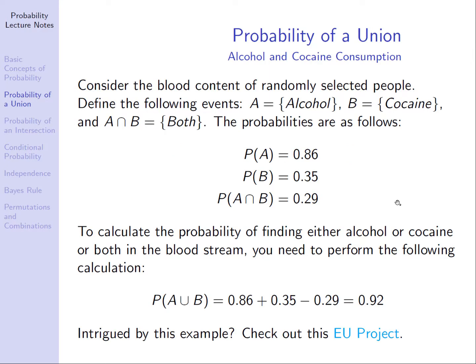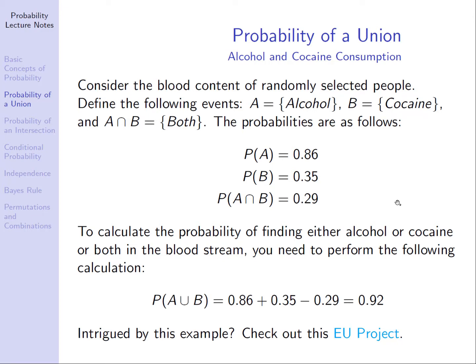For the first example, when we are looking at alcohol and cocaine consumption, consider the blood content of randomly selected people. And again, note that the probabilities that I'm about to present are made up numbers and do not represent reality. Now define the following events. We have alcohol in the blood system of a person. We define that as event A. We define finding cocaine as event B, and finding both alcohol and cocaine as the intersection between A and B.